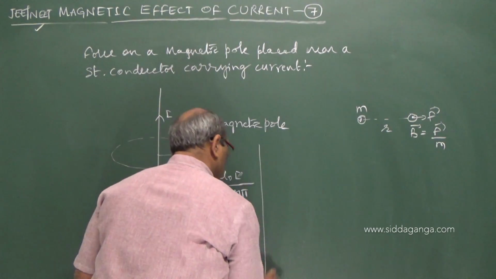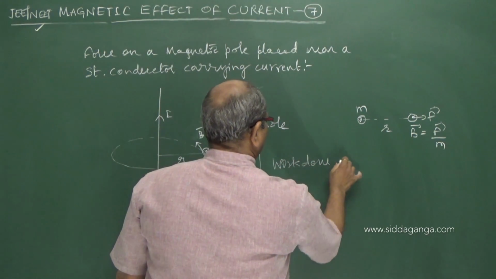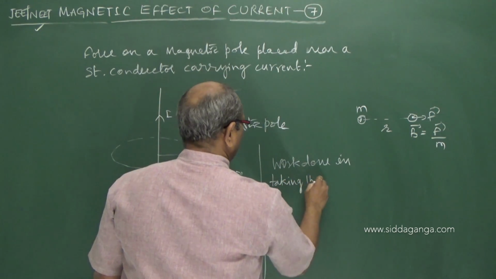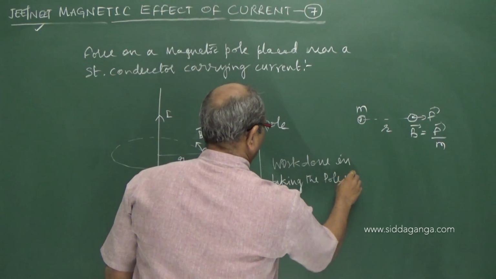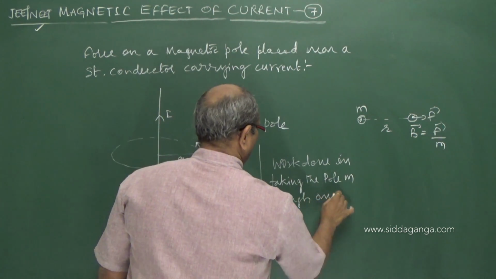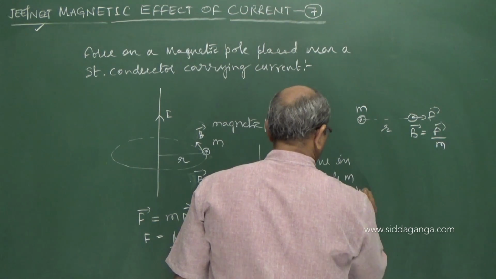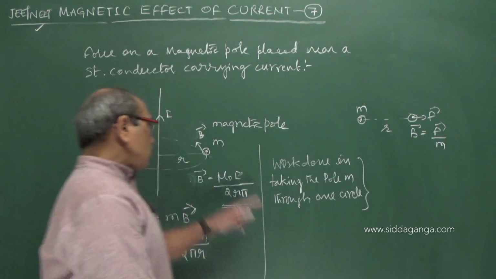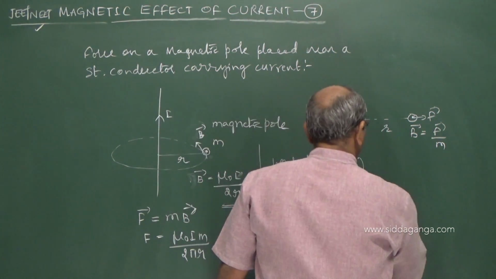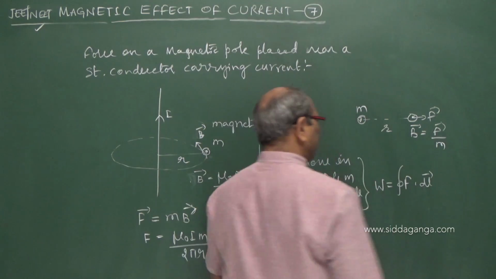So sometimes the question is, what is the work done in taking the pole M through one circle, one complete revolution? What is the work done? Work done can be written as the integration of F dot dl.